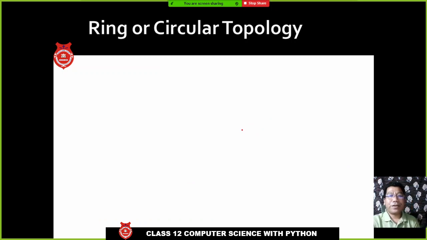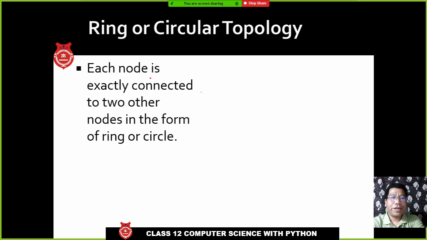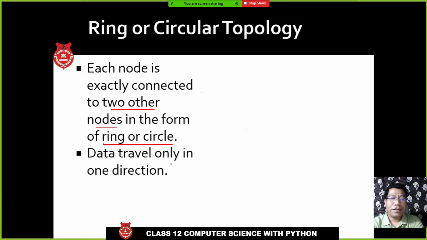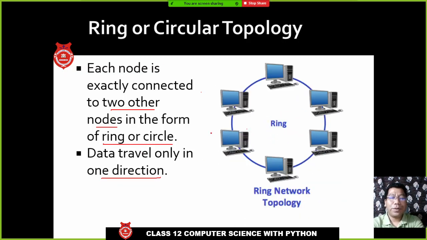Now let's go to the next topology. The next topology is ring topology or circular topology. In this ring or circular topology, each node is connected to exactly two other nodes in the form of a ring or circle, and data travels only in one direction. You have to remember that in this topology, data travels only in one direction. This is the way of connecting computers in a ring or circular topology.